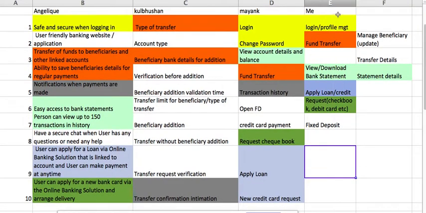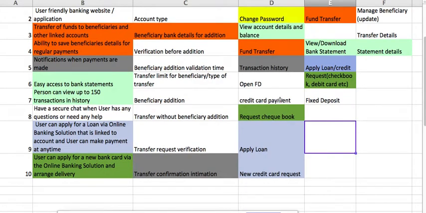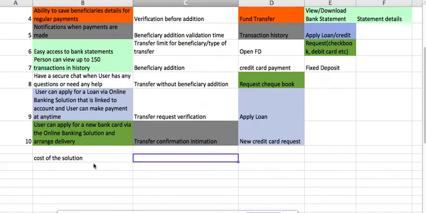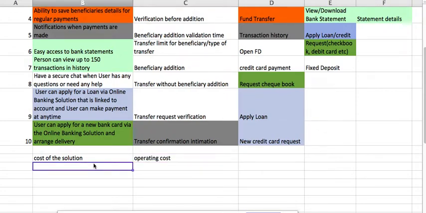So now consider these requirements. Now we had to justify our investment. Can you tell me, with this kind of requirement, how much the solution should cost at the high level? Cost of the solution. You can also cite operating cost, both. What is your understanding, how much do you think we should pay for building such a solution?